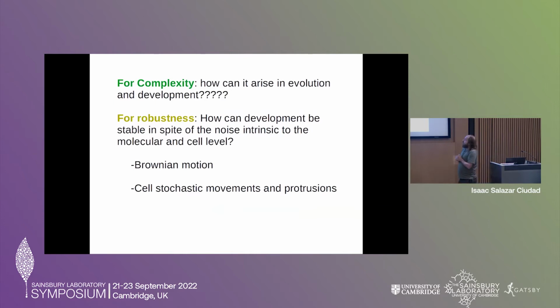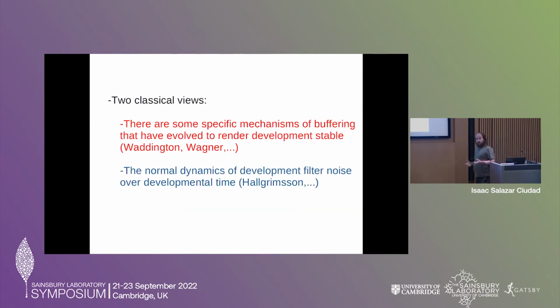So complexity is about how complexity arises. Robustness is about how development can be stable in spite of the noise intrinsic to the molecular and cellular level. As you know, molecules move by Brownian motion, and cells suffer all kinds of stochastic processes. So they are not really stable. They move a bit. In spite of that, we think that development is stable.